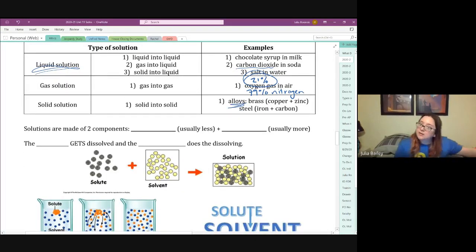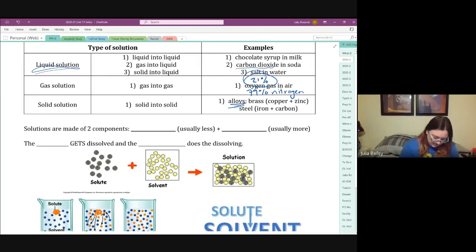Solids can also dissolve into solids, like when you have an alloy. Brass is a mixture of copper and zinc. Steel is a mixture of iron and carbon. Typically the way they dissolve those is they melt them down first and mix them together, but then when it cools off and solidifies, they stay dissolved in each other. If you look at steel, you can't say, here's the iron section and here's the carbon section. That's not how alloys work. It's all perfectly well mixed and dissolved.